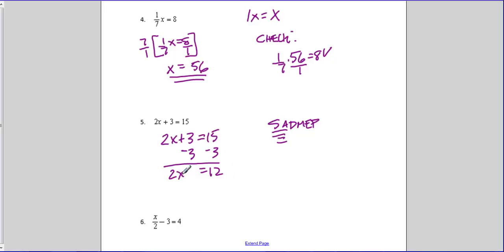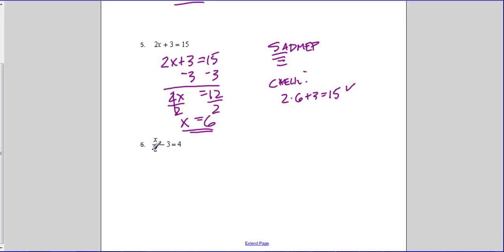Well, that's 2 times x. I need to solve for x, so to undo the 2 times, I divide by 2, which is the opposite operation of multiplication. The 2 divided by 2 cancels, so I'm left with x equals 12 divided by 2, which is 6. I want to check my answer. I have 2 times 6 plus 3 equals 15. Well, that's 12 plus 3. That checks out.